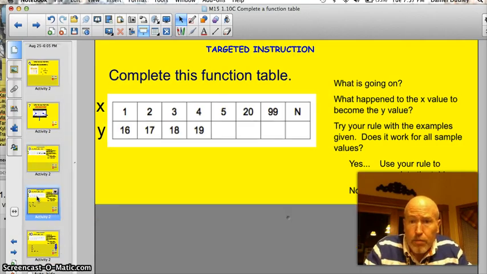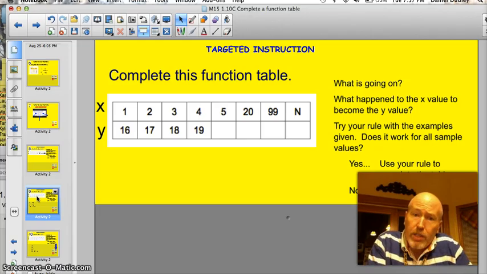The next example. Give this one here a shot. Go ahead and pause it. Now you've got a couple of ideas of how to do it. Go for it.